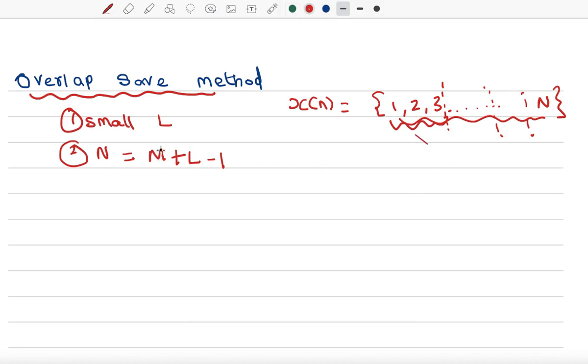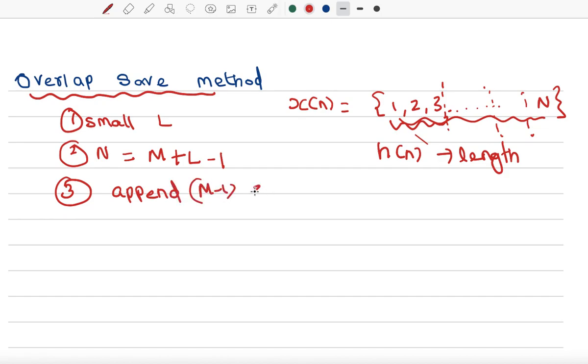And what is M? It is the length of the impulse response h of n. Now the new DFT length is N equals M plus L minus 1. Based on this N, we go to the next step. We are going to form new sequences of length N from the first sequence, by appending M minus 1 zeros at the beginning.